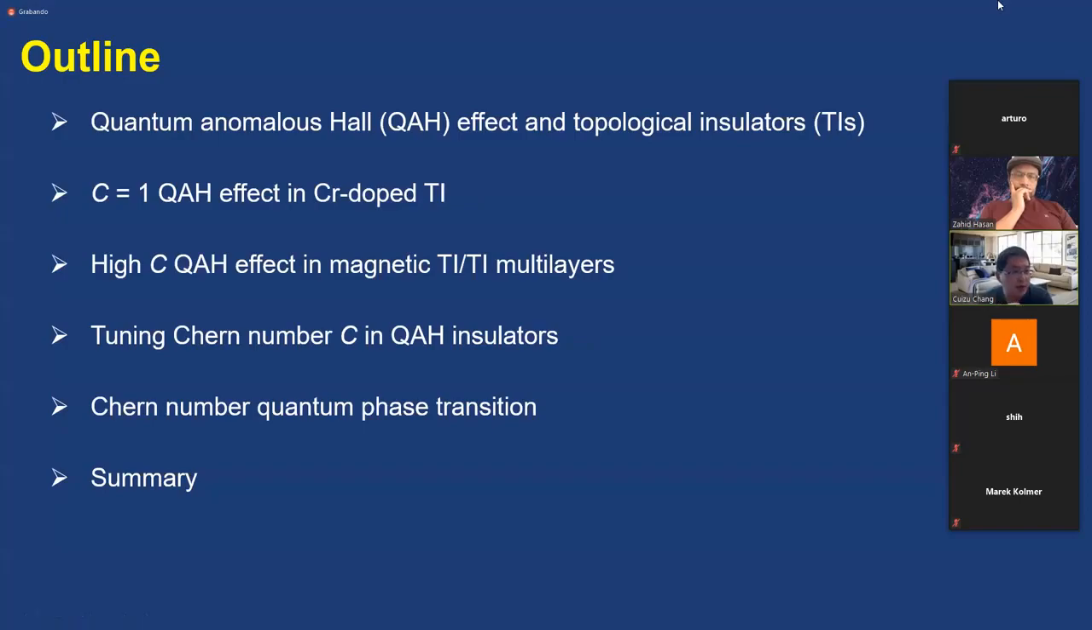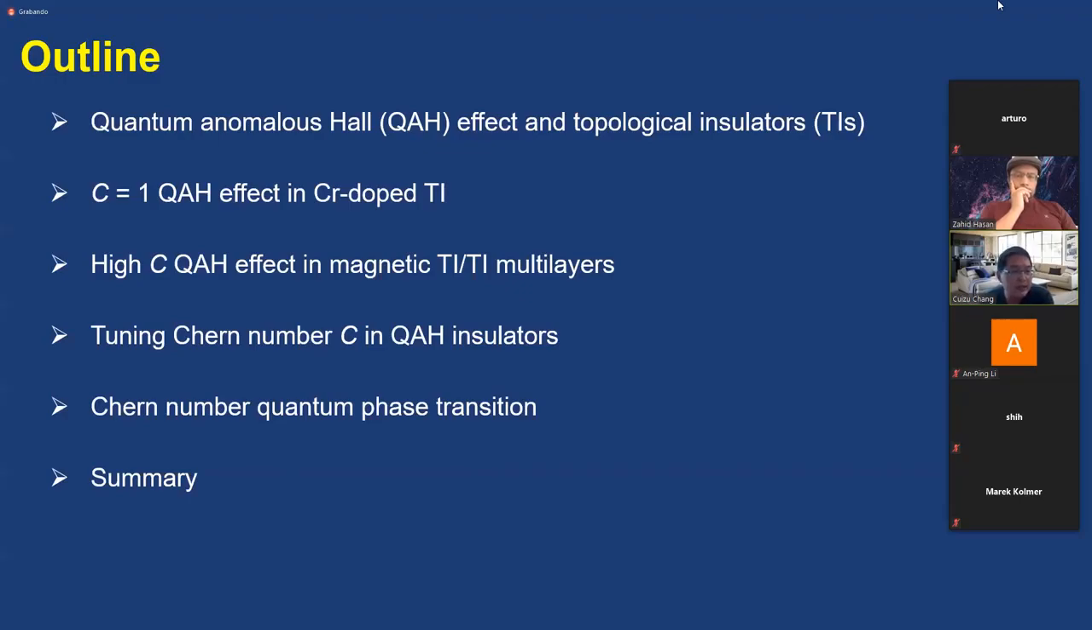Here is the outline of my talk. I will first give a brief introduction about the quantum anomalous Hall effect and the topological insulator. I will show you why we use topological insulators to realize the quantum anomalous Hall effect. And we know that in 2013, with many efforts, we were the first to observe the quantum anomalous Hall effect in chromium-doped topological insulator films when I was a graduate student at Tsinghua.